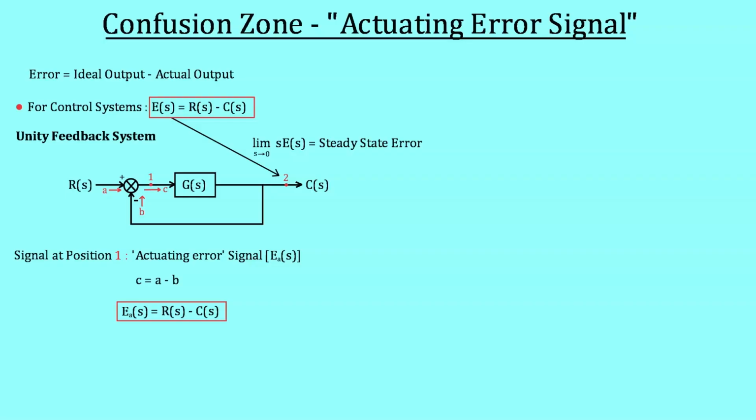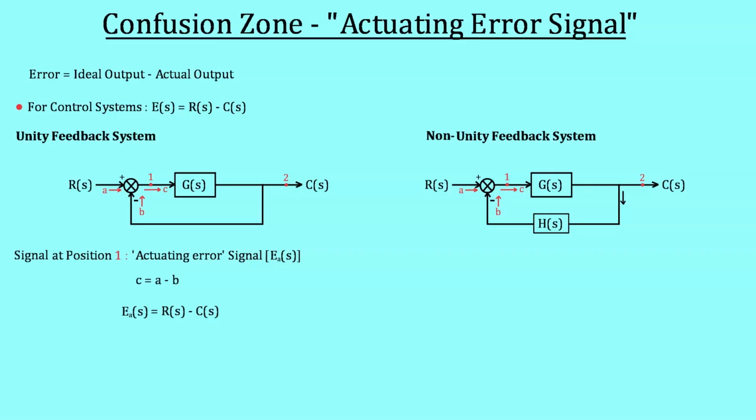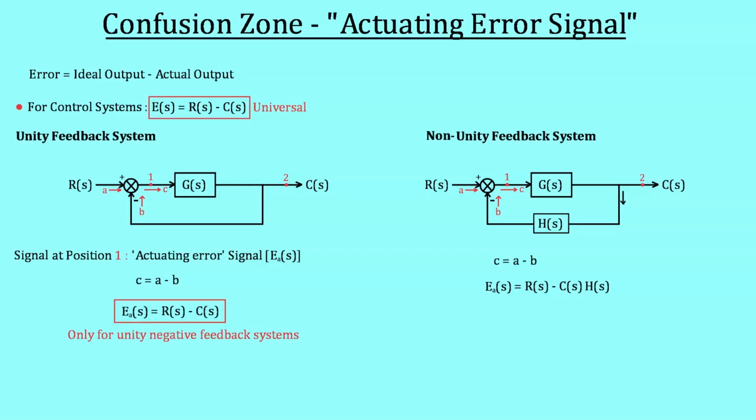However, the real problem comes when the system is a non-unity feedback system. Here, if we calculate the actuating error signal, then we will see the expression has slightly changed. So, the first point you have to remember is that the definition of error signal is universal. It is the same for positive feedback system, negative feedback system, unity feedback system, as well as non-unity feedback system. It does not matter what type of system you have, the definition for error signal will remain the same, and it is calculated at the output terminal only. And we have already seen how to convert a positive feedback system into a negative feedback system, as well as how to convert a non-unity feedback system into a unity feedback system.